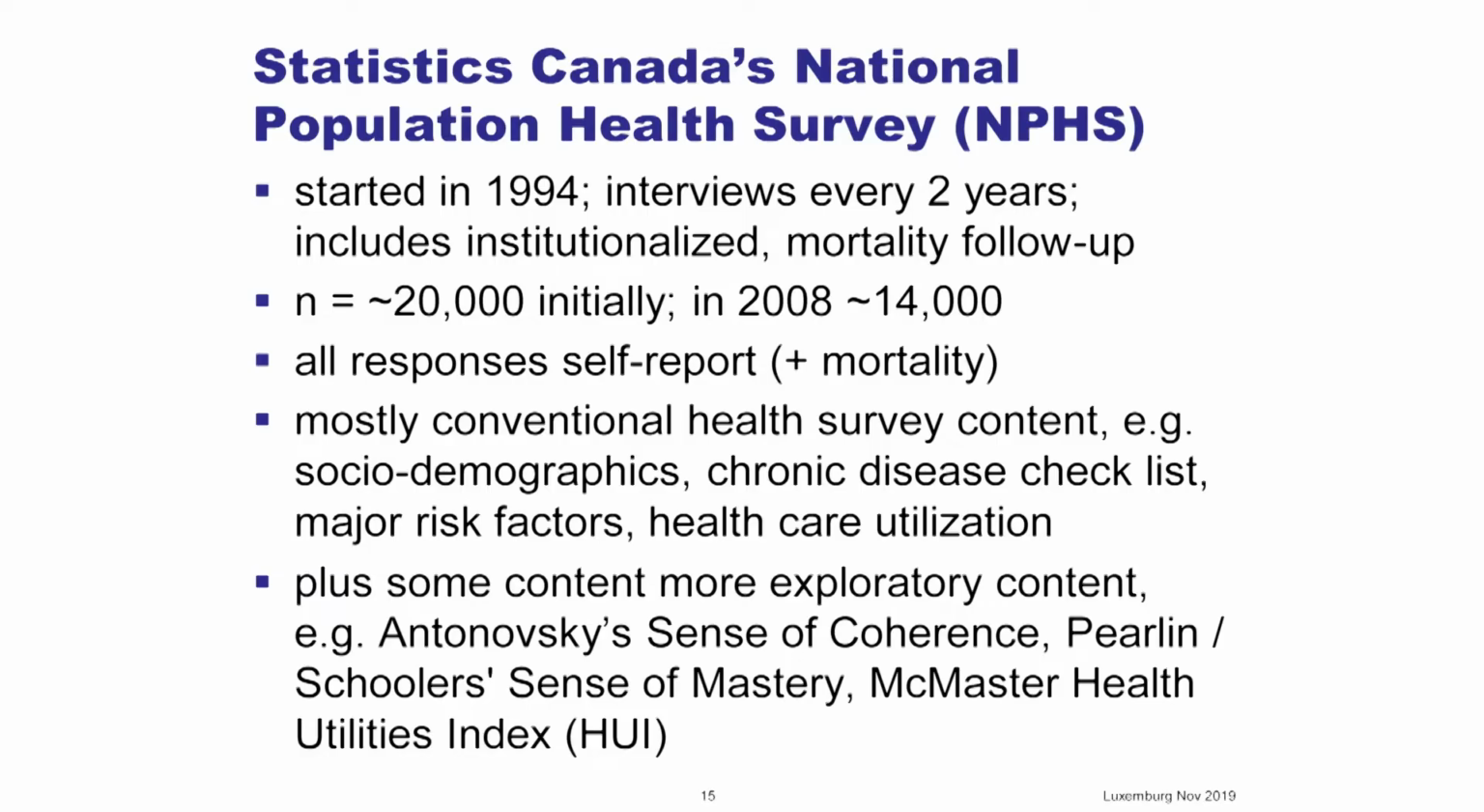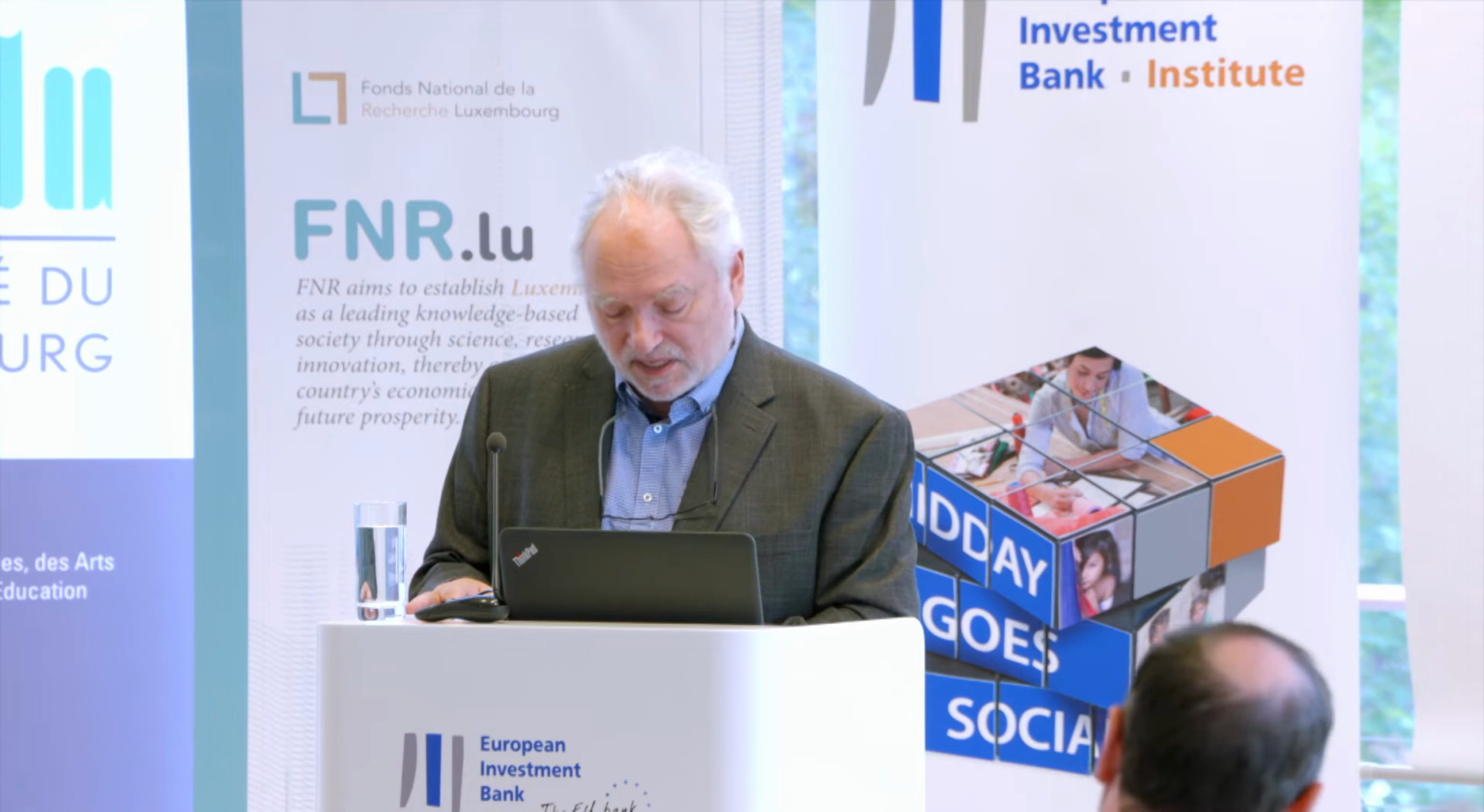There were about 20,000 people in this survey. Most of the content is conventional health survey stuff, like sociodemographic stuff, chronic disease checklist, major risk factors. But there were also some more interesting and exploratory factors, something called Antonovsky's sense of coherence, sense of mastery. And most important for today's purposes, the Health Utility Index, which is a single scalar index of health status based on 8 dimensions, which I'll show in a second.